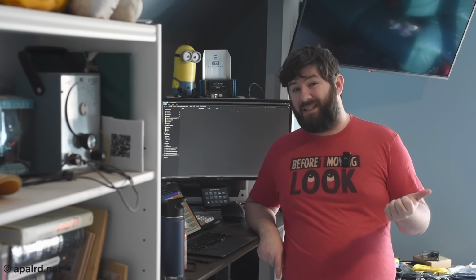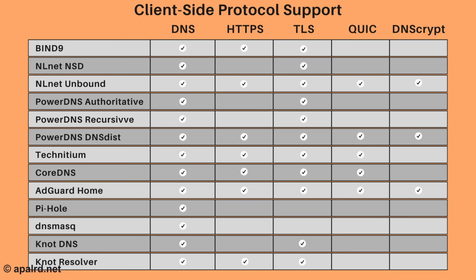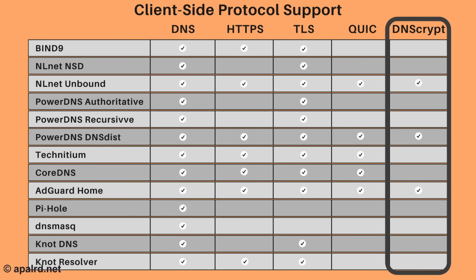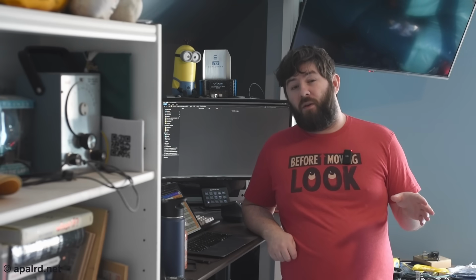Now DNSMasq is intended for low memory footprint routers, that totally makes sense, and Pi-hole is stuck using DNSMasq, so I guess that makes sense for them too. We can also see that the DNSCrypt protocol is pretty much dead. The other thing to note here is that DNS over TLS support is actually not that common among end clients.